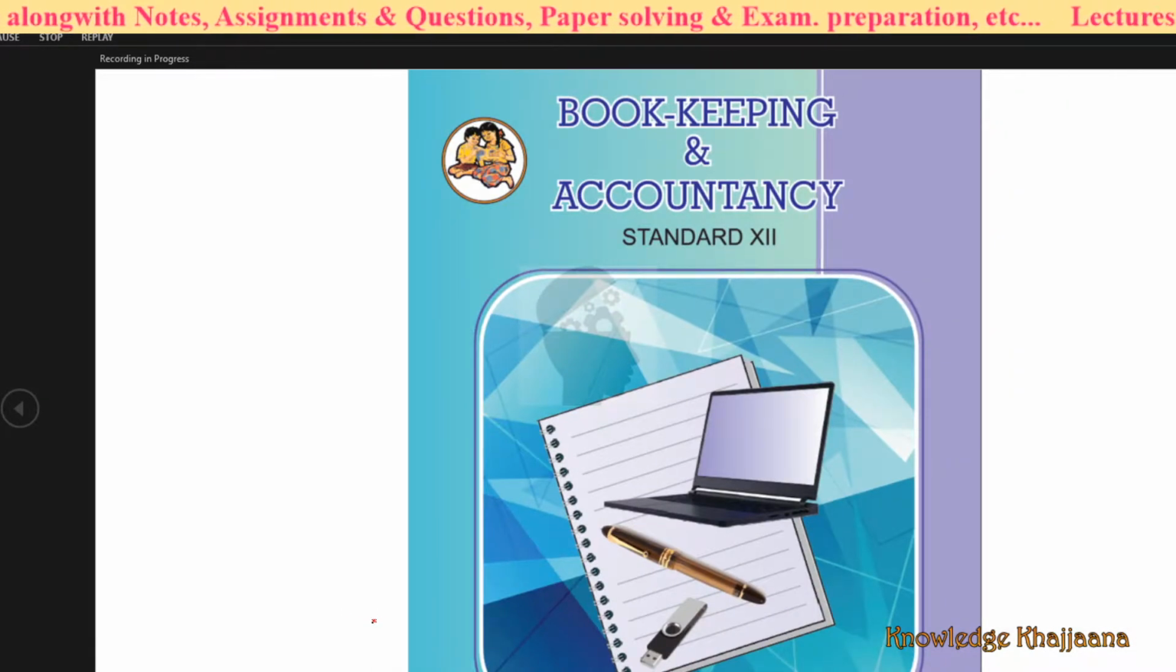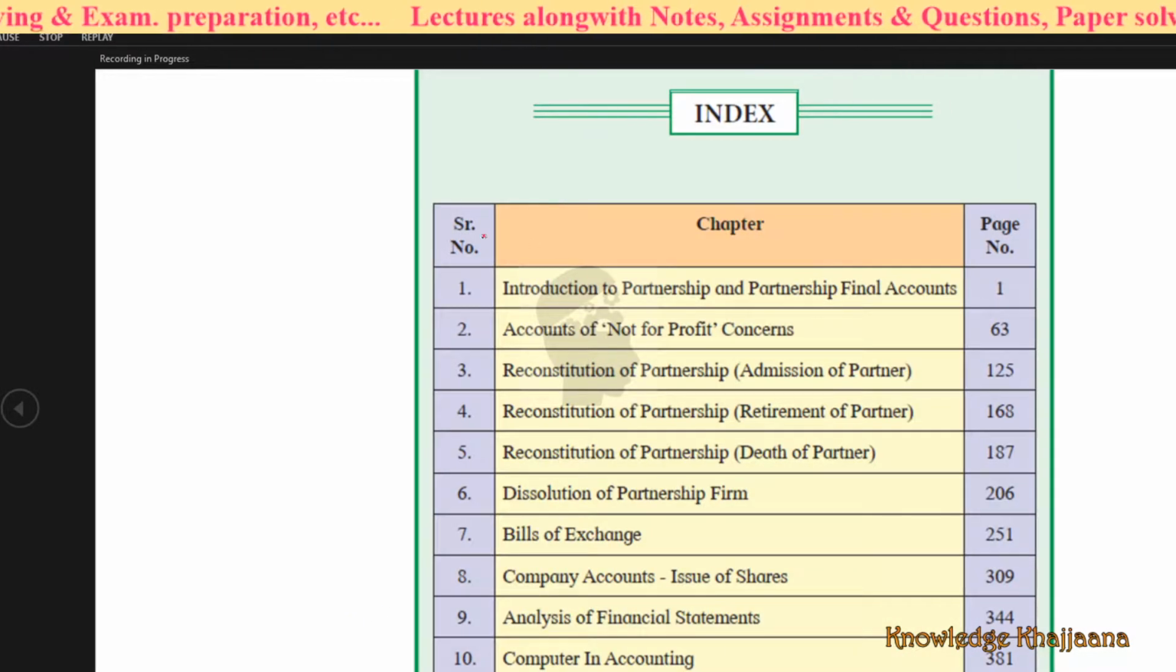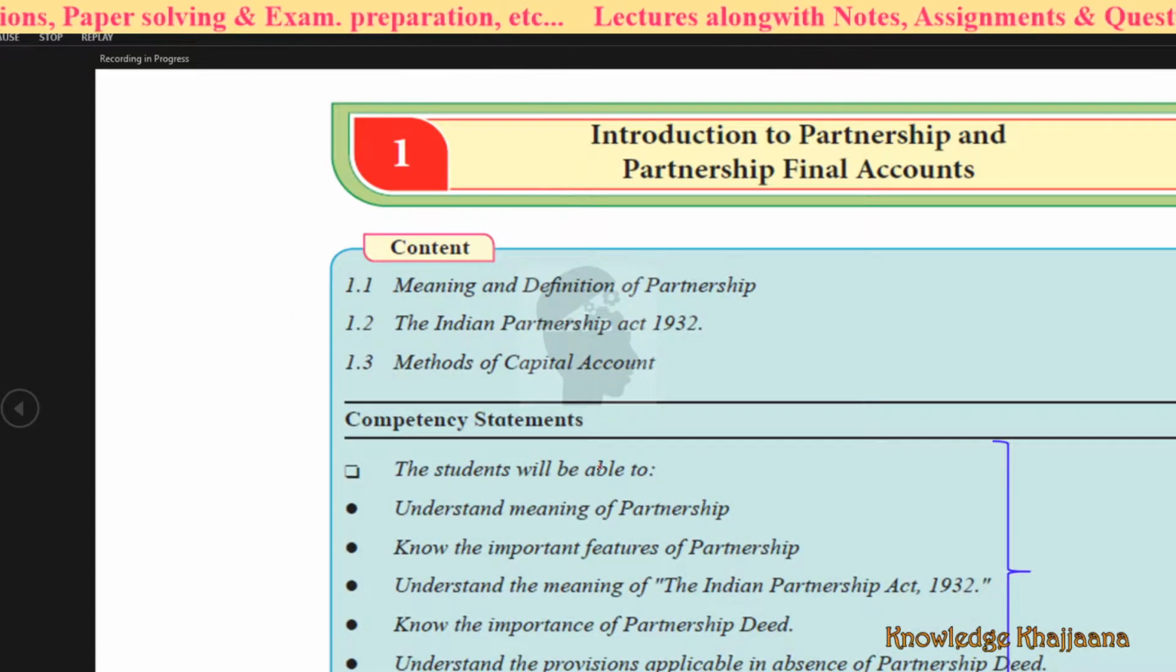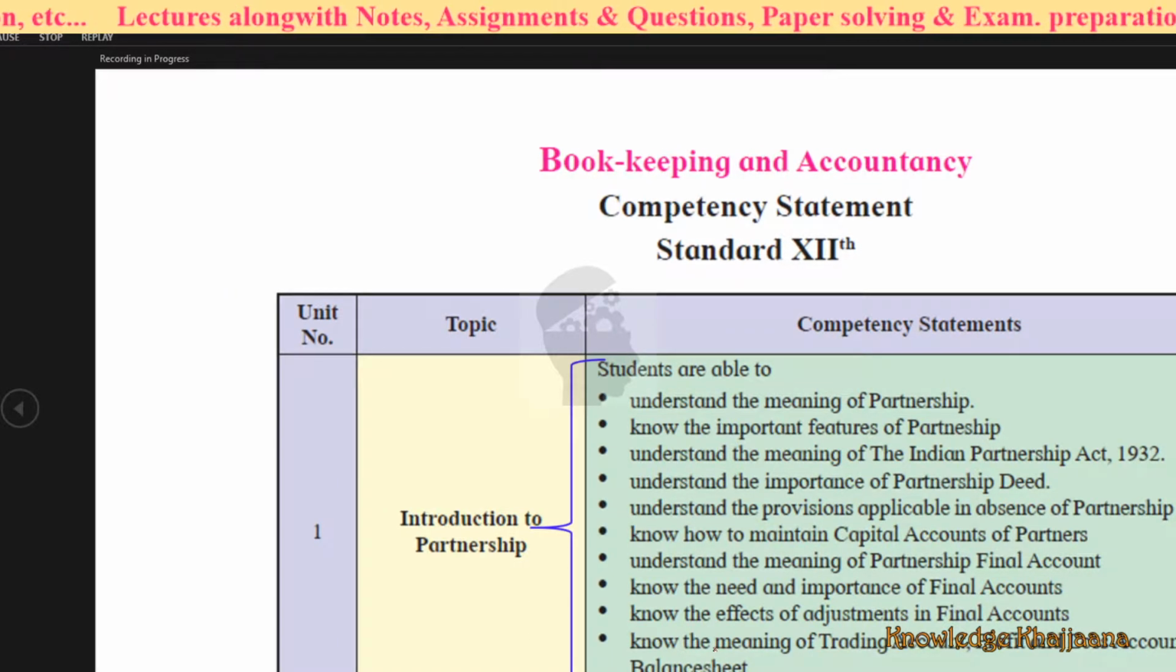We are learning bookkeeping and accountancy, standard 12. We are learning lesson number 1, that is introduction to partnership and partnership final accounts. We have seen many points and we have already learned all these points. Now what we are learning these days is how to find out the financial result of the business, that means how to prepare the financial accounts.